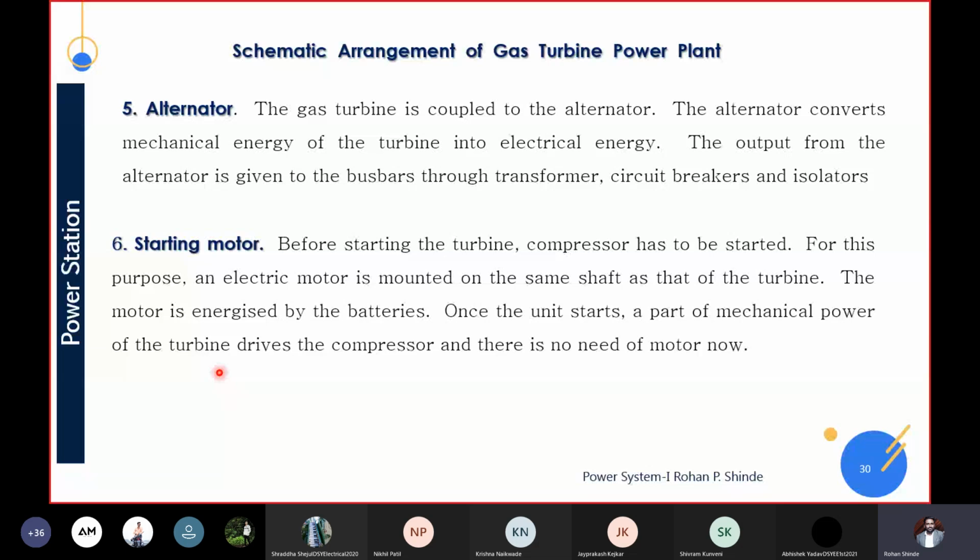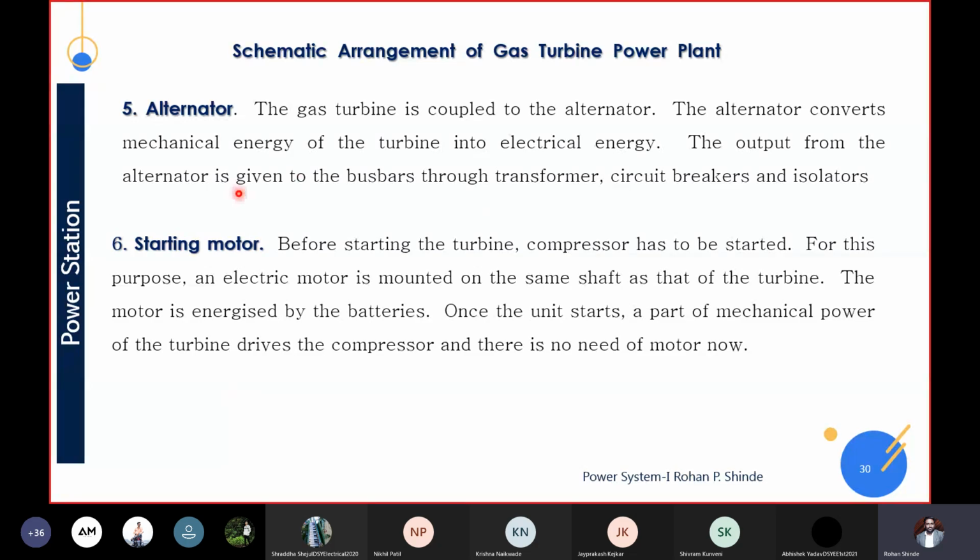That is why this starting motor is used. So before starting the turbine, the compressor has to be started. For this purpose, an electrical motor is mounted on the same shaft as that of the turbine. The motor is energized by batteries. Once the unit has started, part of the mechanical power of the turbine drives the compressor, and hence there is no need of the motor now. That means this type of motor is used only at the starting period. Whenever there is a starting of the power plant, there is no further need of this motor.